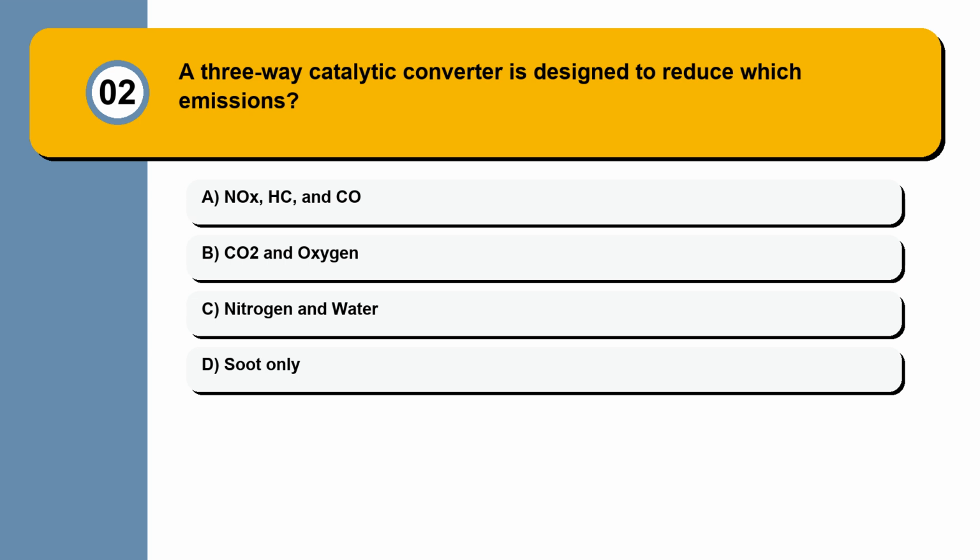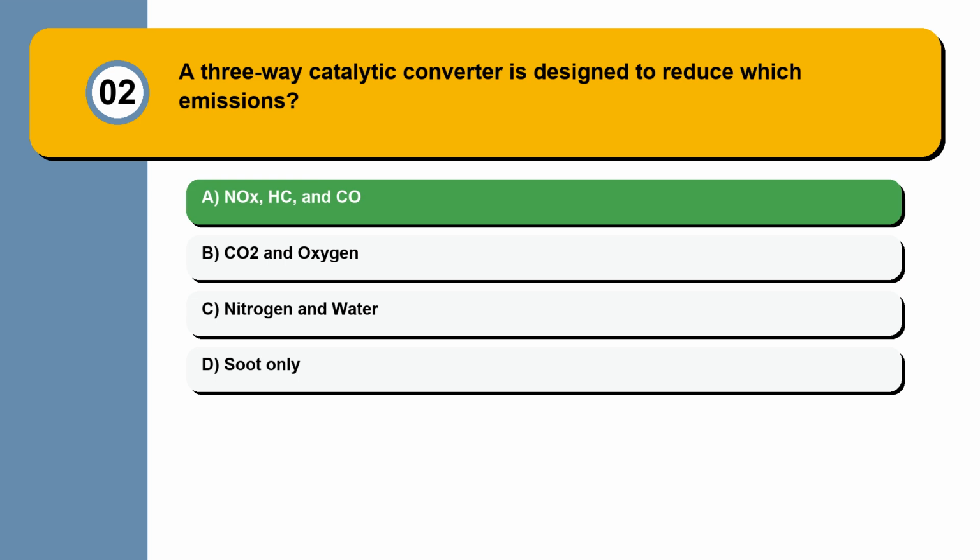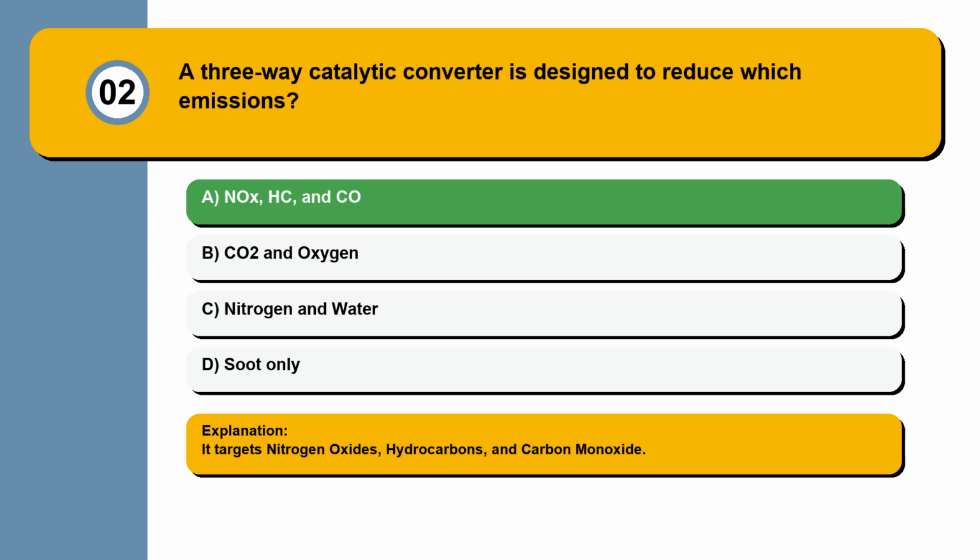Question 2. A three-way catalytic converter is designed to reduce which emissions? NOx, HC, and CO2. Oxygen, nitrogen and water. Soot only. It targets nitrogen oxides, hydrocarbons, and carbon monoxide.